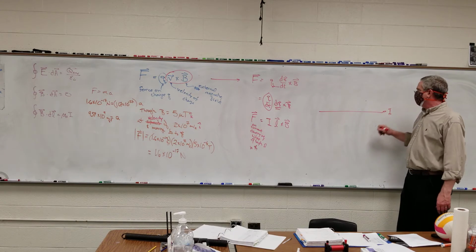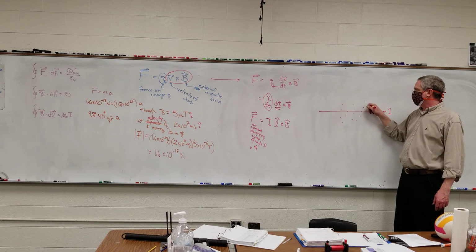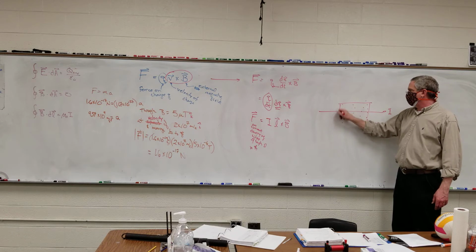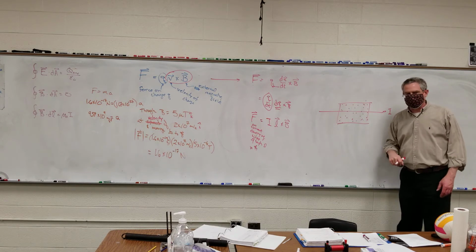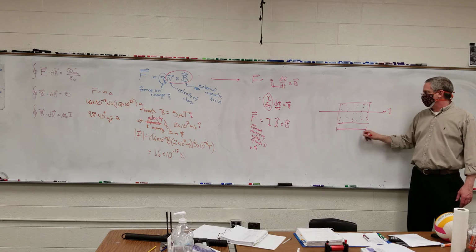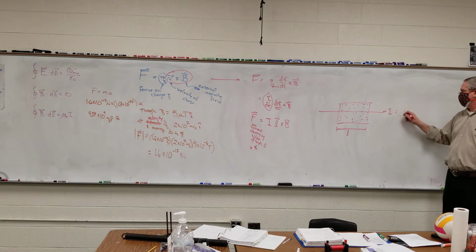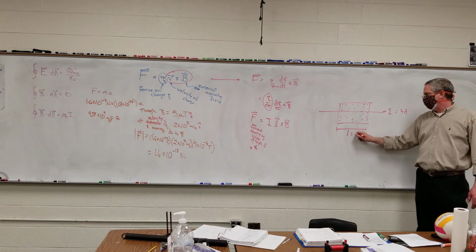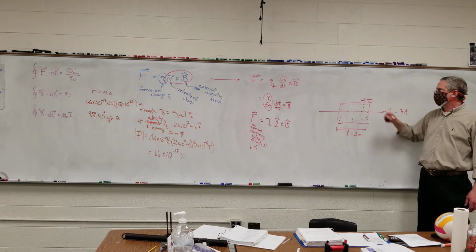So I have some current I here. I got a magnetic field, of course, coming out of the board. Those are the dots. And let's go ahead and isolate. I got my magnetic field in this region right here. This is length L. Let's put some numbers onto it. So let's make this 3 amperes, 2 meters, and a magnetic field of 4 Tesla.